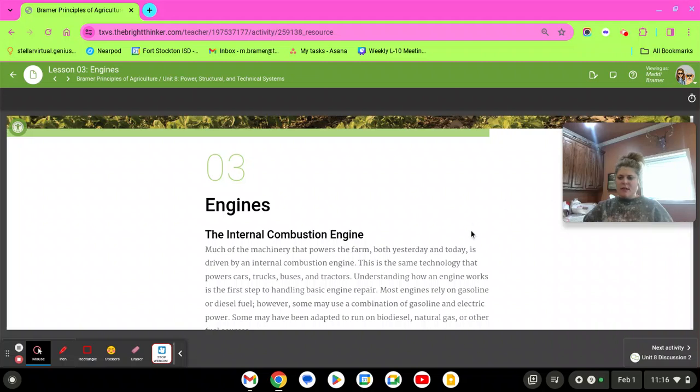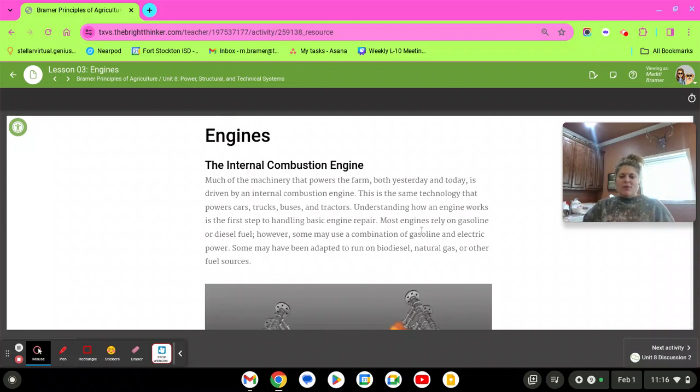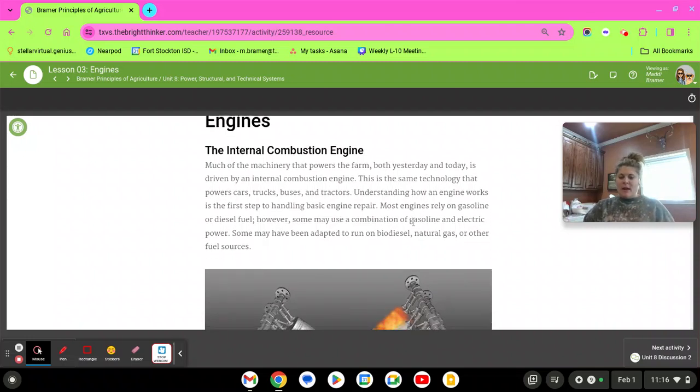All right, so lesson 3 is all about engines. So first is the internal combustion engine. This is the one that you're probably most familiar with. It's the engine that you find in a car, truck, bus, tractor, those sorts of things. Everything's inside, internal. Understanding how an engine works is the first step on how to repair it.